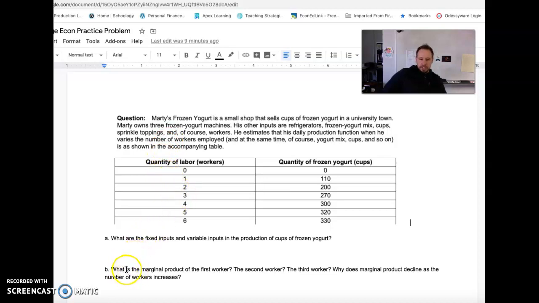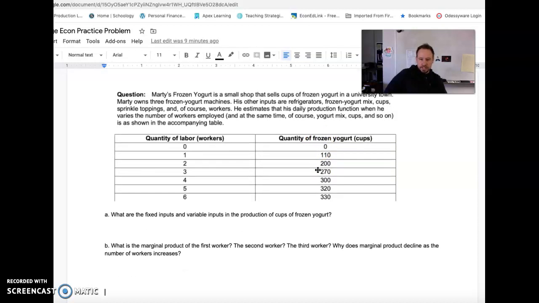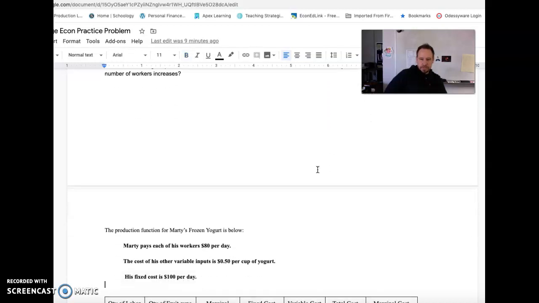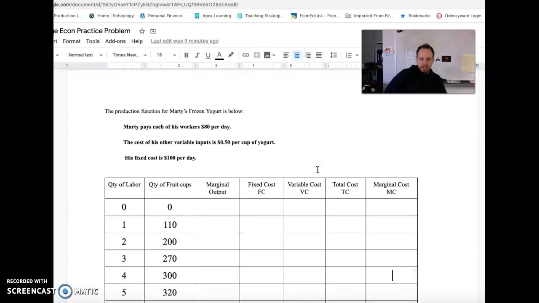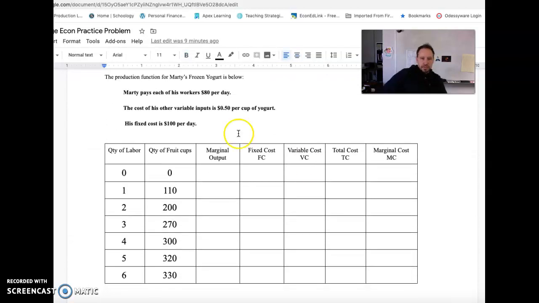So we're looking at here, what is the marginal product of the first worker, second worker, third worker? So that's the first thing you got to understand how to do, is figure out the marginal product. So let's go down here and we'll pull this up. So the production function we have below, this is the same chart I just showed you above.